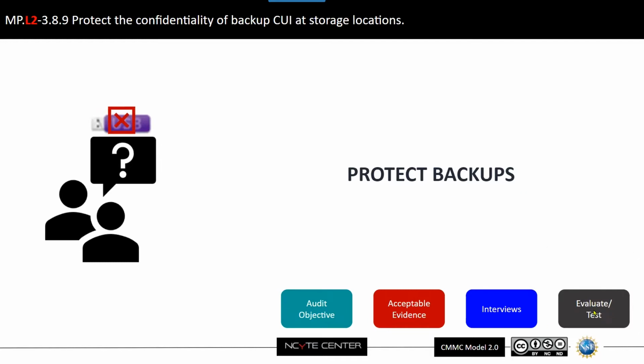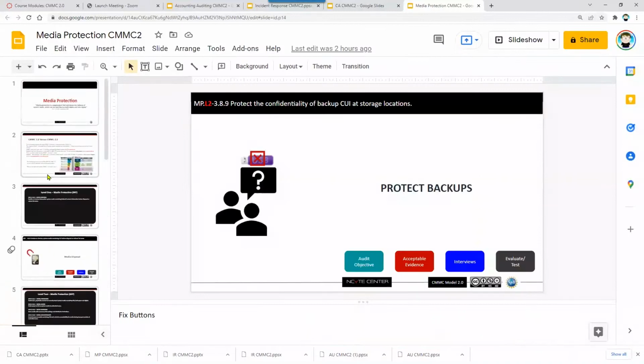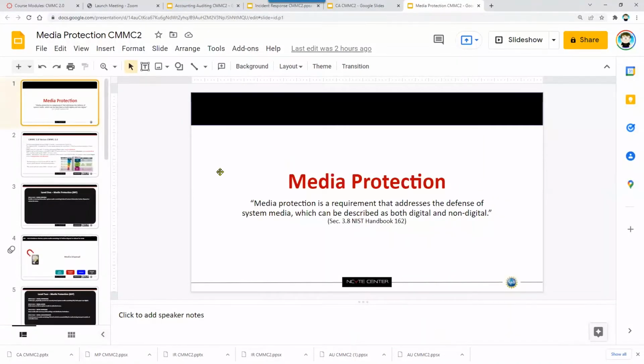And evaluating tests, of course, works the same way. We want to see a record of the fact that they are checking that those backups are non-accessible. All right, so that is basically the data. There we go. So that is the media protection section.